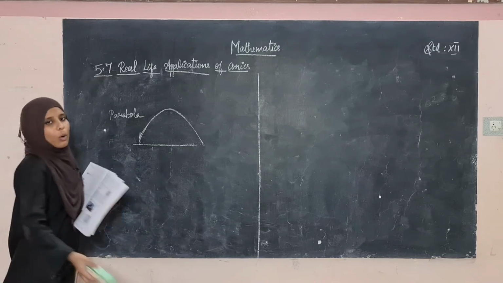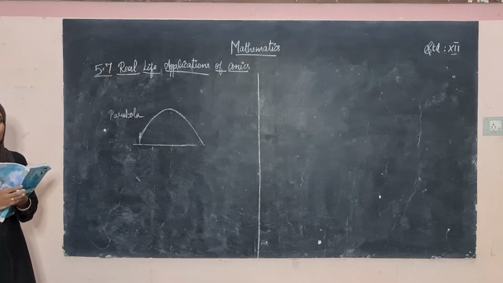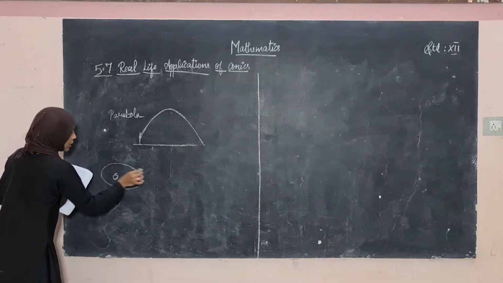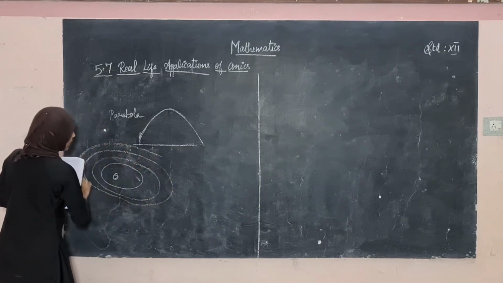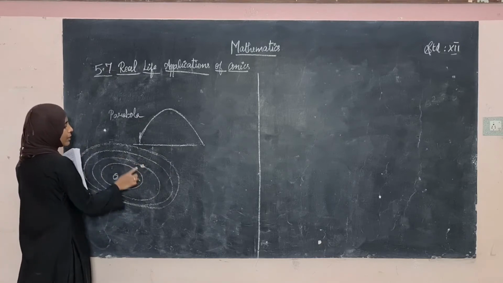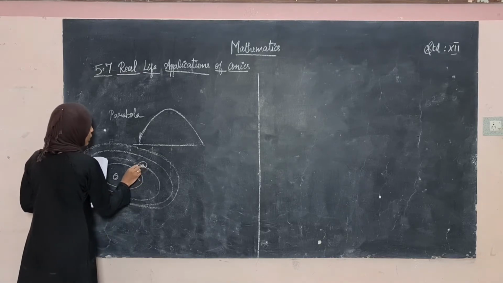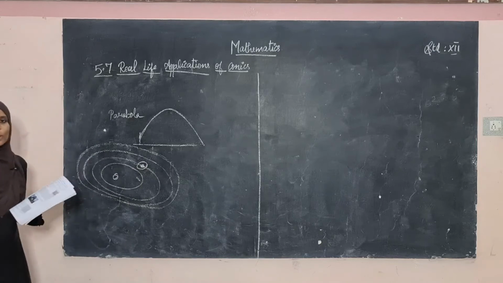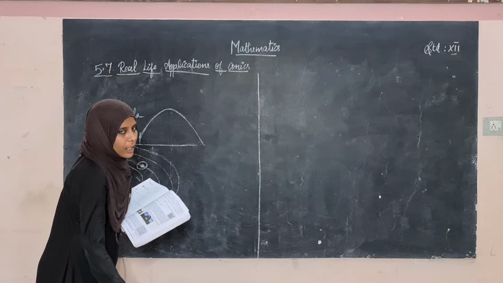Okay, and again for ellipse, the common application: you know that all the planets are revolving around the sun in an elliptical orbit, right? So if this is the sun, in elliptical motion all the planets are moving around the sun. And if this is the earth, we know the satellite of earth is the moon, right? So the moon is also moving around the earth in an elliptical orbit. That is, all the satellites are moving around in elliptical orbits. So there the ellipse is used.